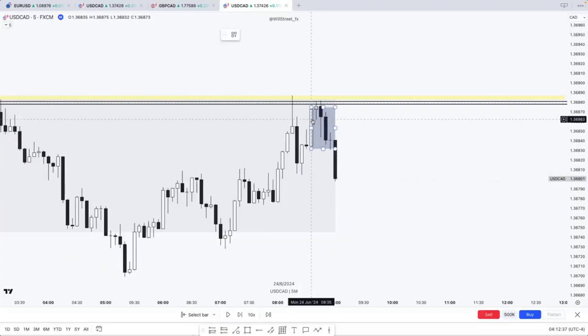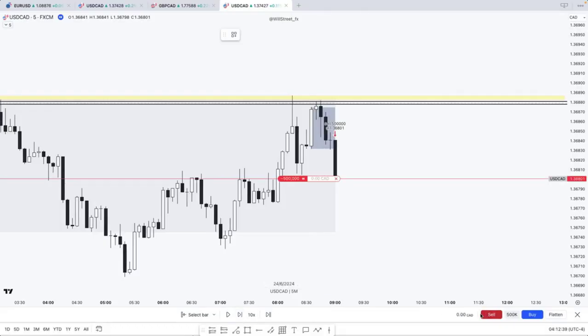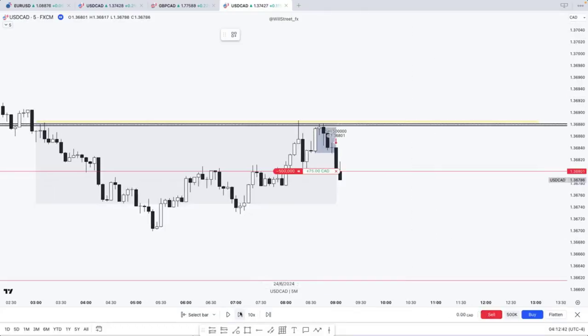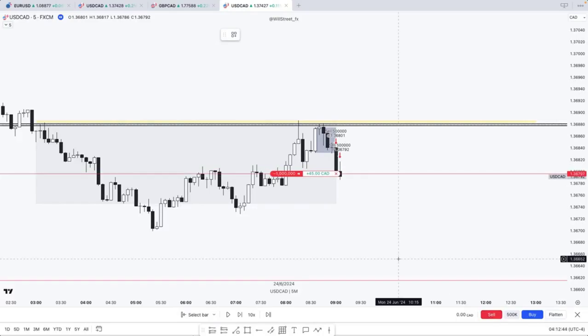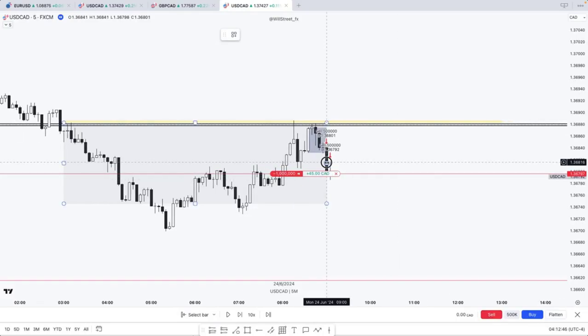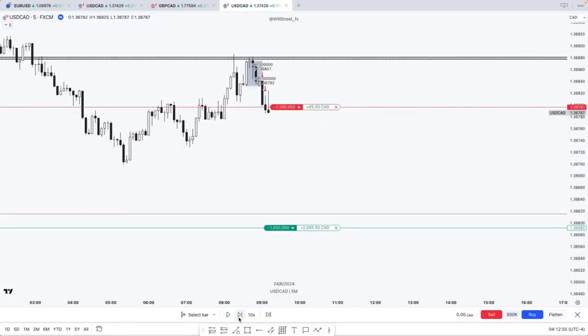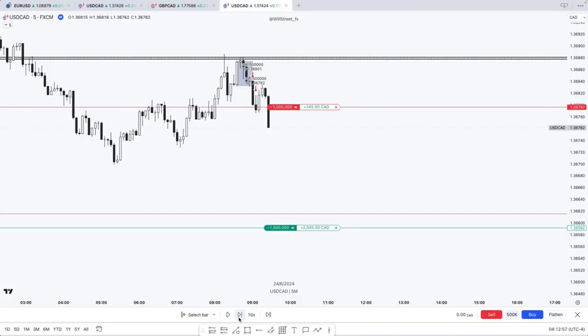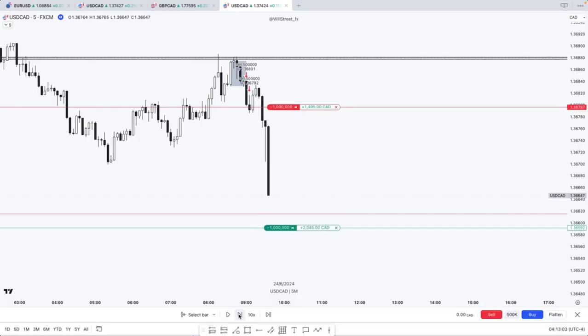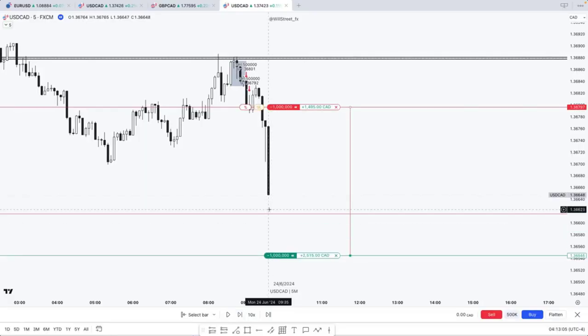Imagine we didn't sell here, so we sold here. This was the 2-hour restarted range, and this is our down liquidity. Okay, it creates another range, another sell opportunity, and goes straight to our trade profit.